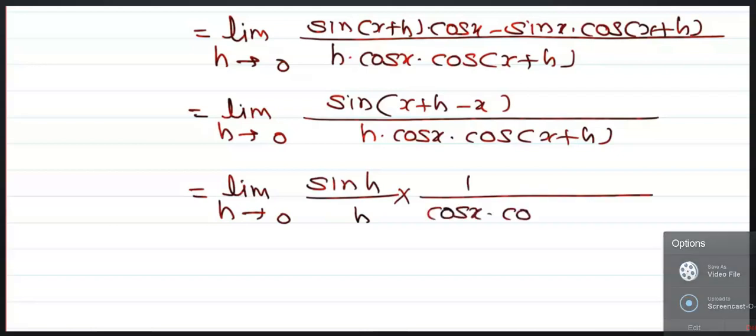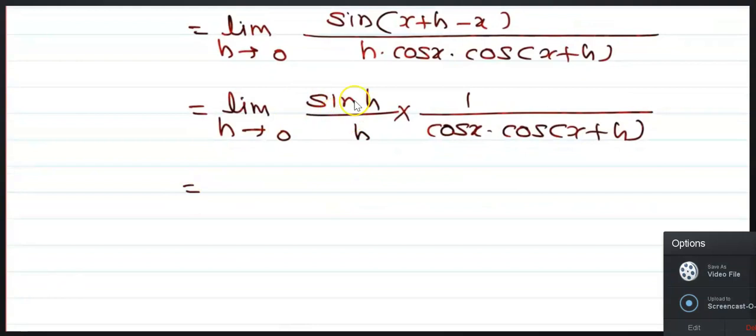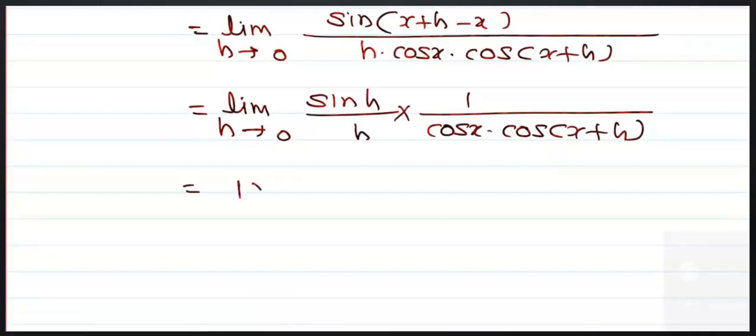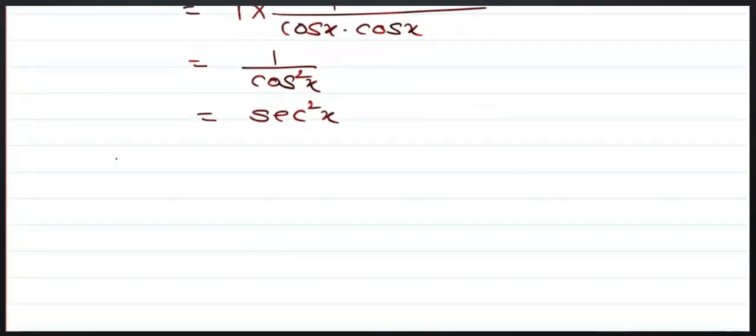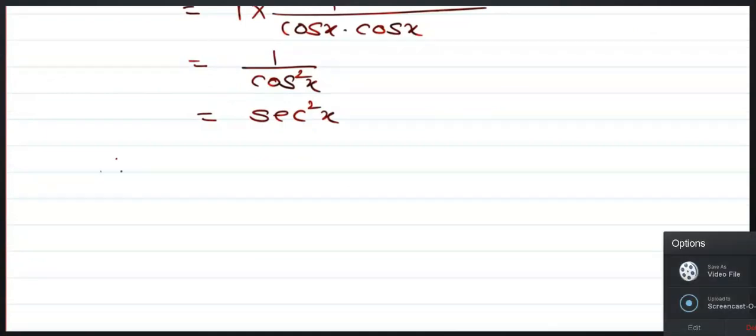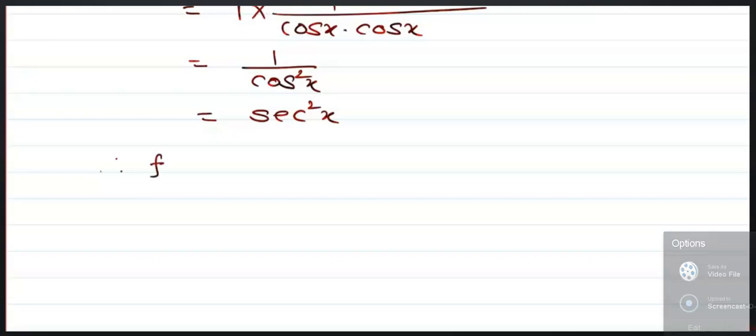See this here. This is important. Sine of h upon h into 1 upon cos of x into cos of x plus h. Now as h tends to 0, the value of this limit is 1 into 1 upon cos x into cos x, that is cos square x. And 1 upon cos square x means what? The sec square x. Therefore, you will get the derivative of tan of x is sec square x.